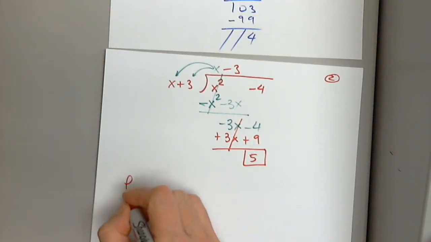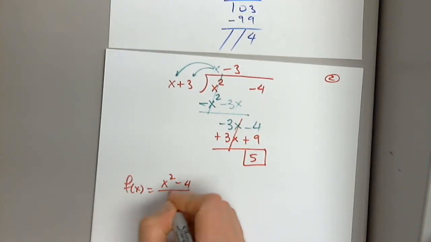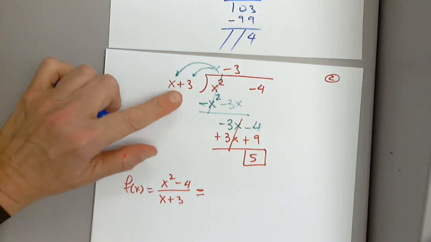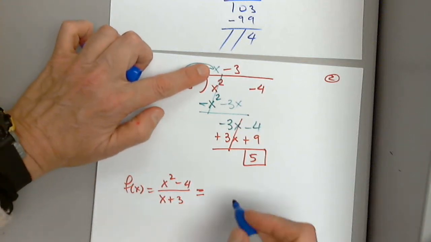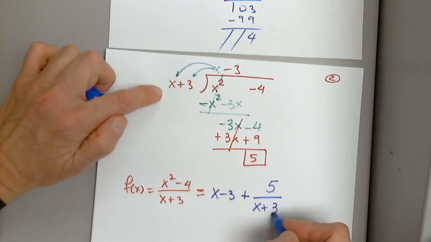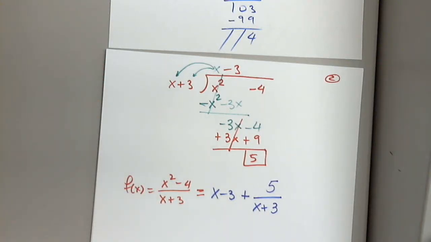So our function, which is x squared minus 4 over x plus 3, can be rewritten how? Can anyone dictate? So the quotient is x minus 3 plus the remainder over the divisor. And that's exactly what we wrote. Exactly. We had up there the quotient, and we wrote it here, plus the remainder over the divisor, which is x plus 3. Exactly the same.